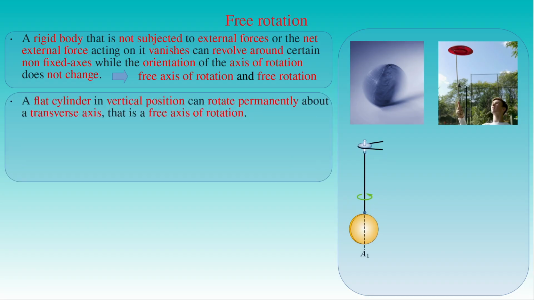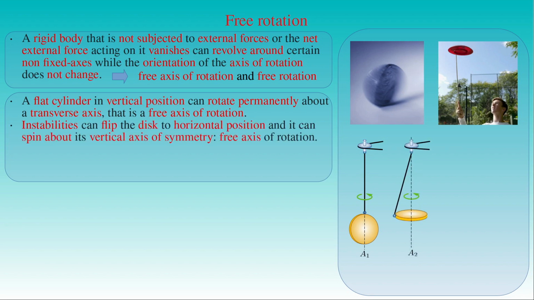For example, we can demonstrate in the experiment that a flat cylinder in vertical position can rotate sustainably around the transverse axis A1 passing through its center of mass and the point of its suspension, that is, the axis A1 is a free axis. For a faster rotation, the instabilities occurring in the process cause the disk to flip to a horizontal position and spin about its vertical axis of symmetry A2, that is, the axis A2 is also a free axis of rotation. For any perturbation causing a deviation of the disk rotating about the axis A2 from its horizontal position, the spinning disk will return to its horizontal position, which shows that the stability of the rotation about the symmetry axis A2 as a free axis is greater than that of the rotation about the axis A1.